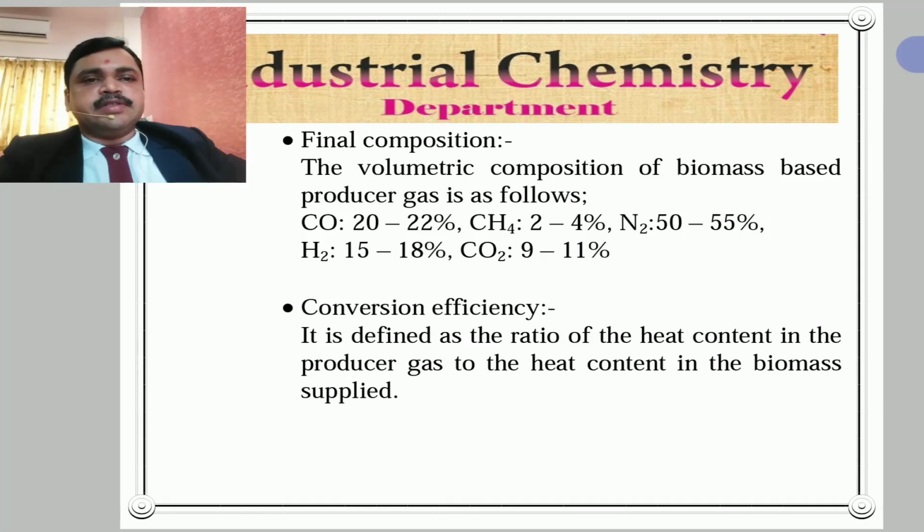And the last point, conversion efficiency. It is defined as the ratio of heat content in the producer gas to heat content in the biomass supplied, and it is more than 1. It is also a very important point. The conversion efficiency is more than 1 in a downdraft gasifier.